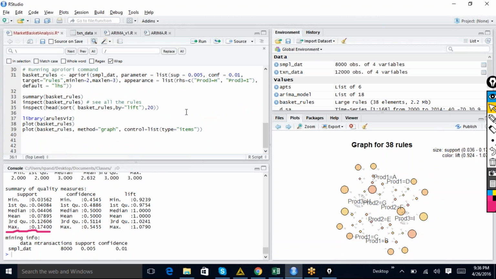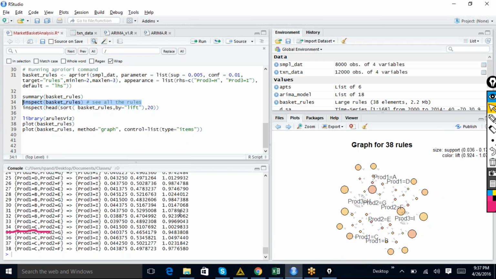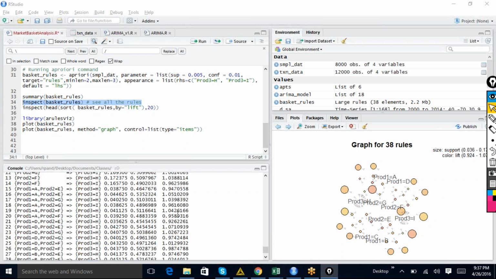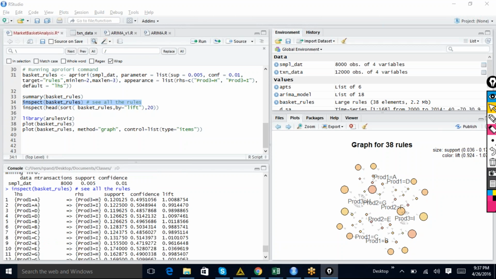So then basically what we're doing is we are saying inspect basket rules. So whatever rules you have created, I want to see those rules, right? So let's go ahead and run this and see what comes out. So if you look at this, it's giving you all the rules, right? And the interpretation is very clear because you have done this exercise in Excel.